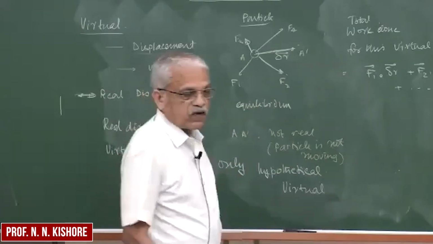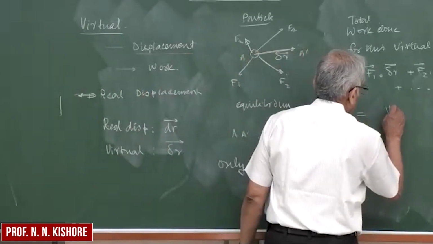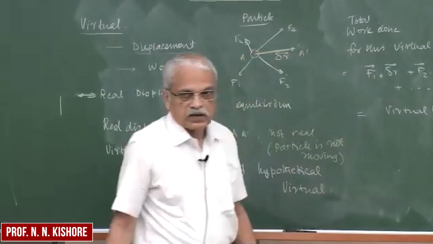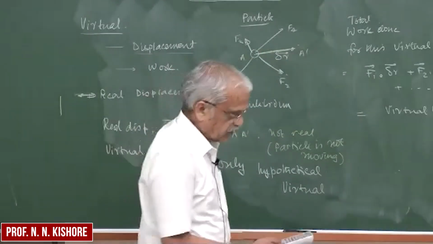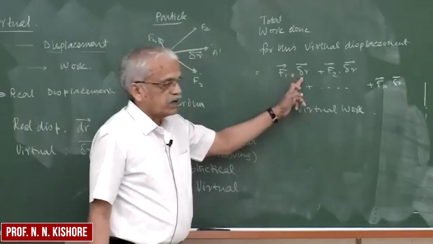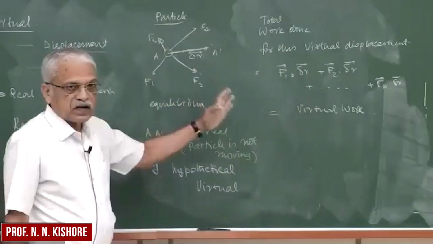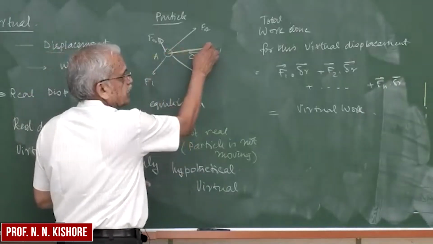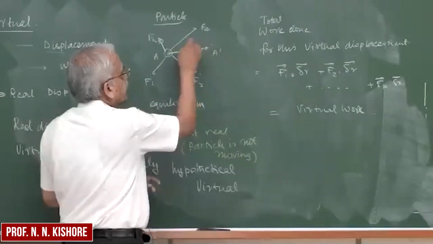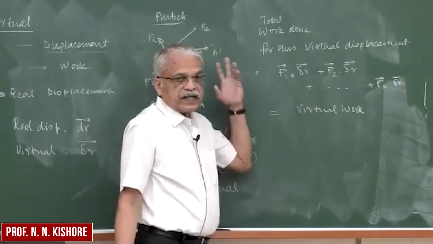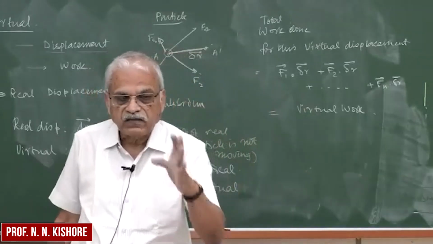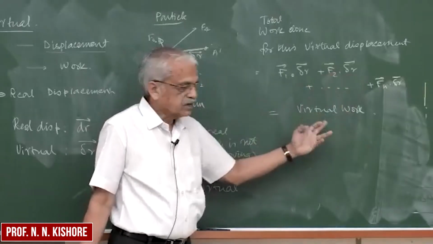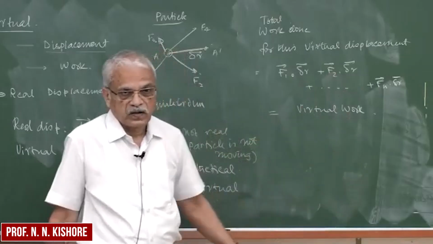Such a formula is called virtual work. We are hypothetically moving point A to A prime. F1 moves from here to here, F2 moves from this point to this point, and so on for F3 and F4. Each one of them gives rise to a certain amount of work, and the sum of that work is called virtual work. I hope you have understood.